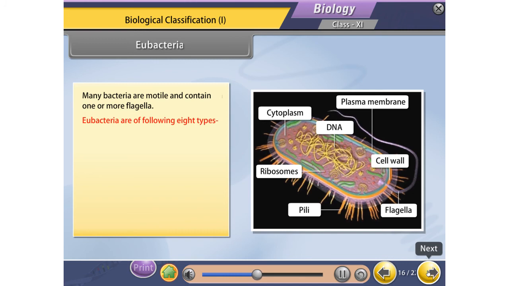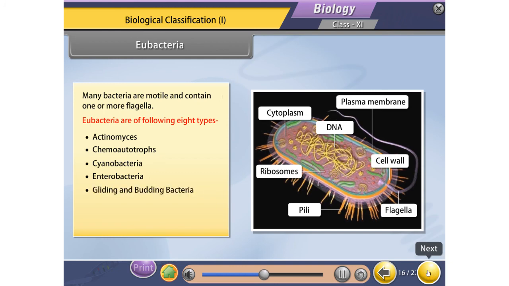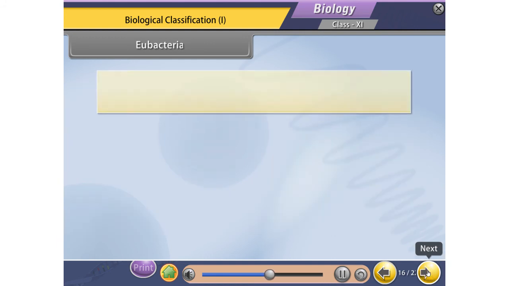Eubacteria are of the following 8 types: Actinomyces, chemoautotrophs, cyanobacteria, enterobacteria, gliding and budding bacteria, Pseudomonas, Rickettsias and Chlamydias, spirochetes.